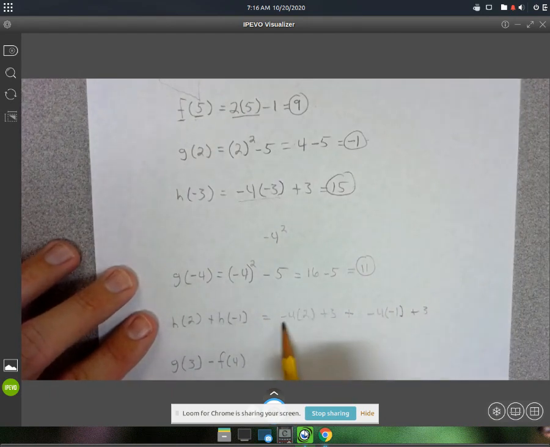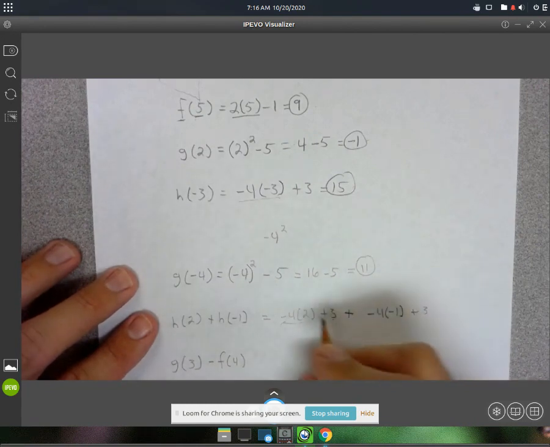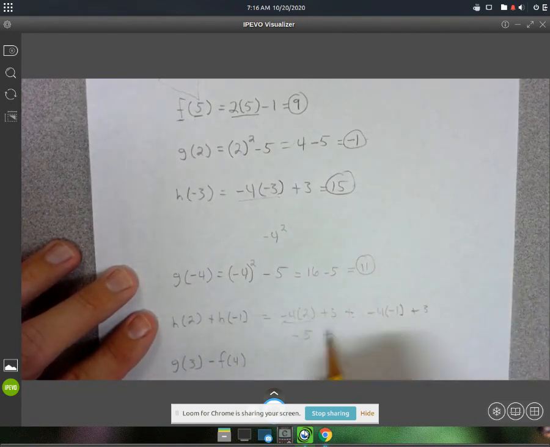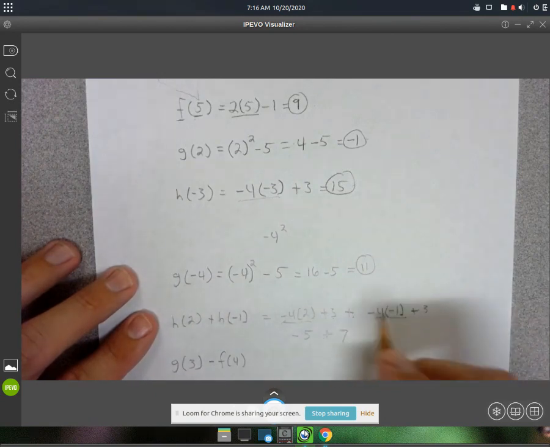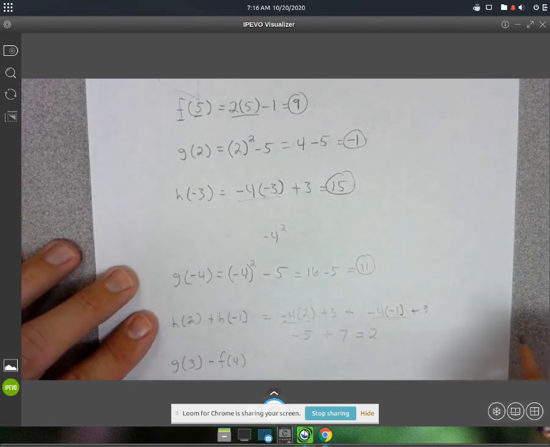Let's see here. This is negative 8. Negative 8 plus 3 is going to be negative 5, plus sign. This is going to be positive 4 because you got two negatives. And plus 3 is 7. And the negative 5 plus 7 is 2.